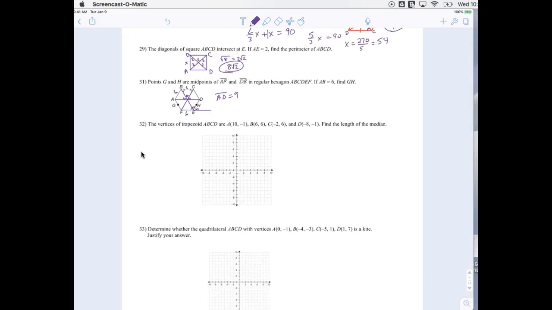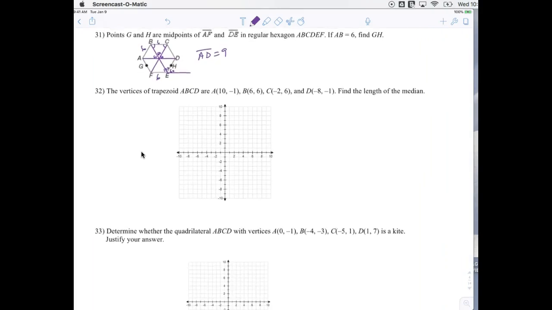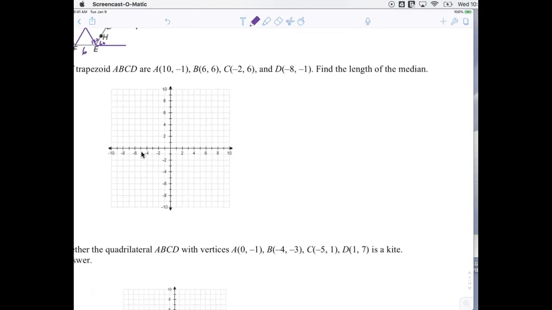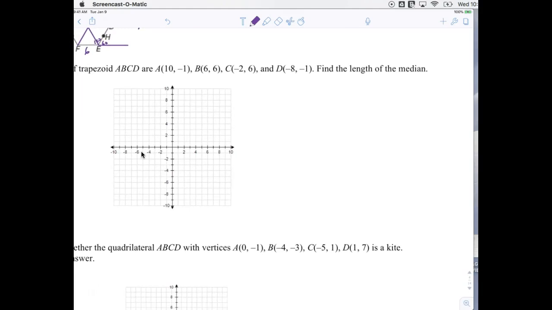All right, somebody else now. The vertices of a trapezoid, blah, blah, blah. Find the length of the median. All right, let's try to do this. 10, negative 1, 6, 6, negative 2, 6, and negative 8, negative 1.